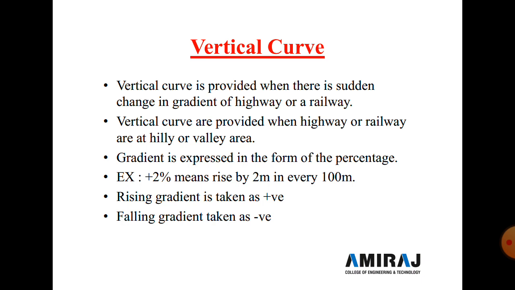So if the gradient shows a positive value, it means the highway or railway rises up, and if the gradient shows a negative value, it means the highway or railway goes in a downward direction. Like a plus 2% rise means 2 meters rise in every 100 meters of road network or railway network.